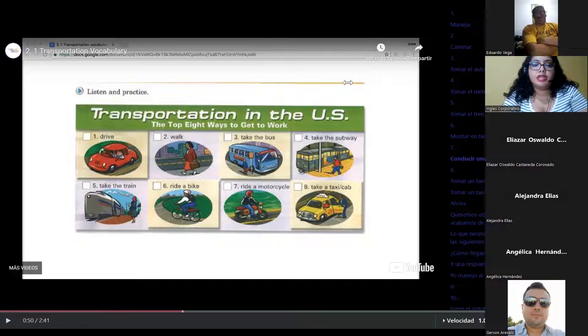Ride a bike. Number 7, ride a motorcycle. And number 8, take a taxi or take a cab.